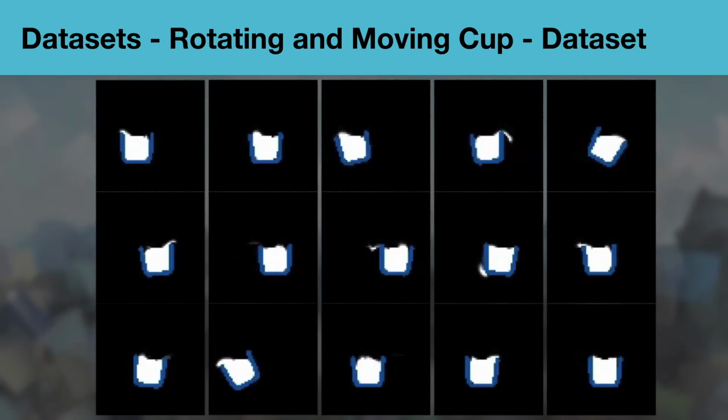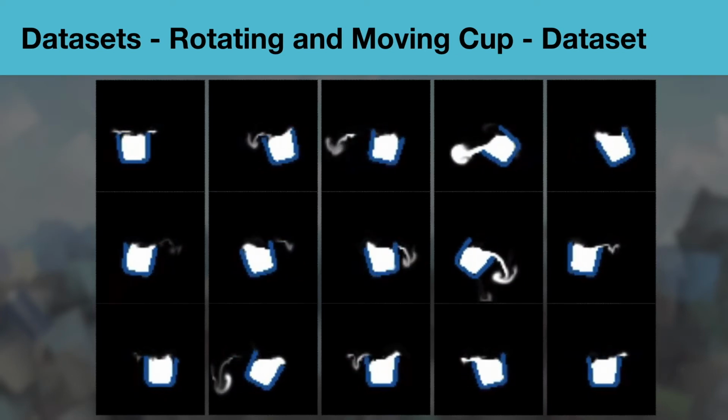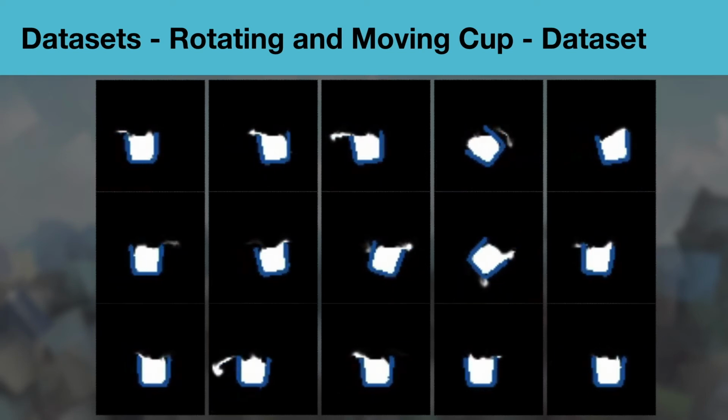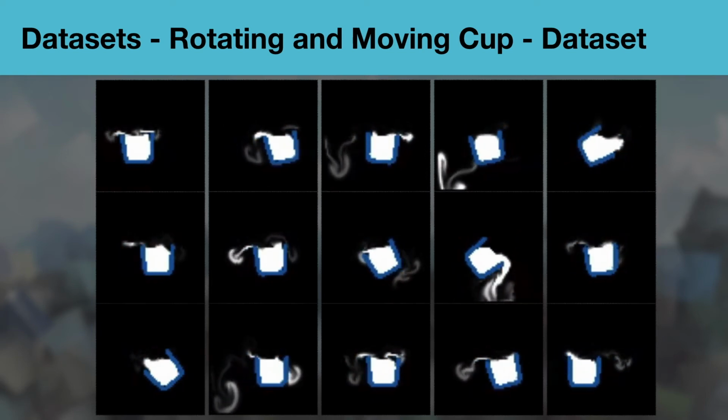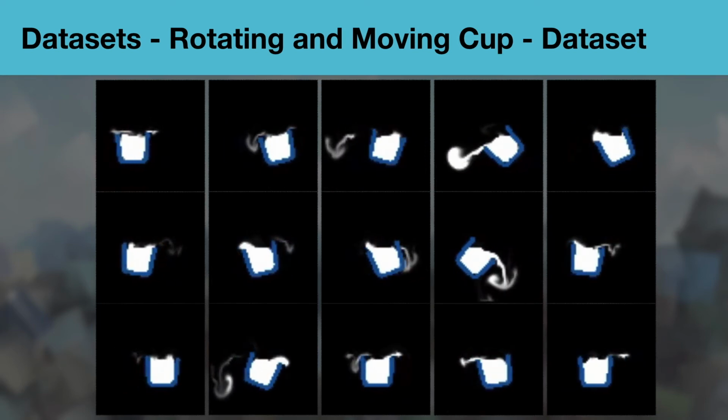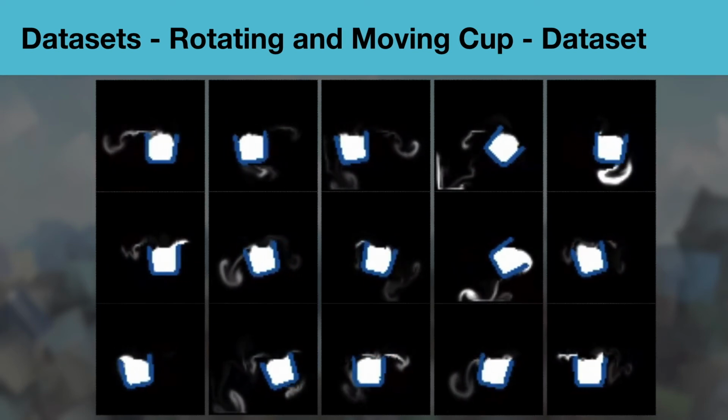The rotating and moving cup dataset contains simulations of cold smoke in a cup-shaped obstacle. The cup rotates randomly around a fixed axis and moves randomly on the x-axis. Similar to the moving smoke dataset, this one also contains 200 randomly generated scenes with 600 consecutive frames.